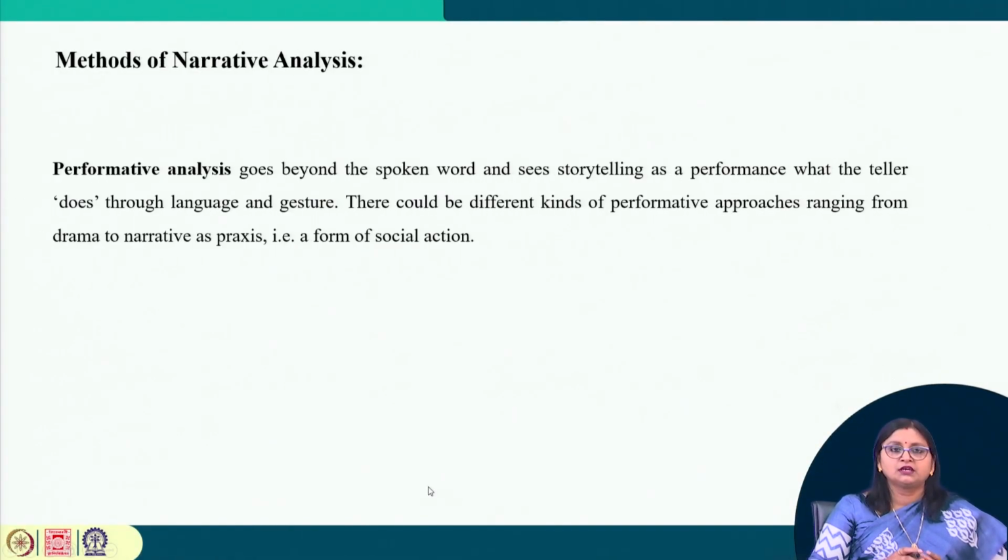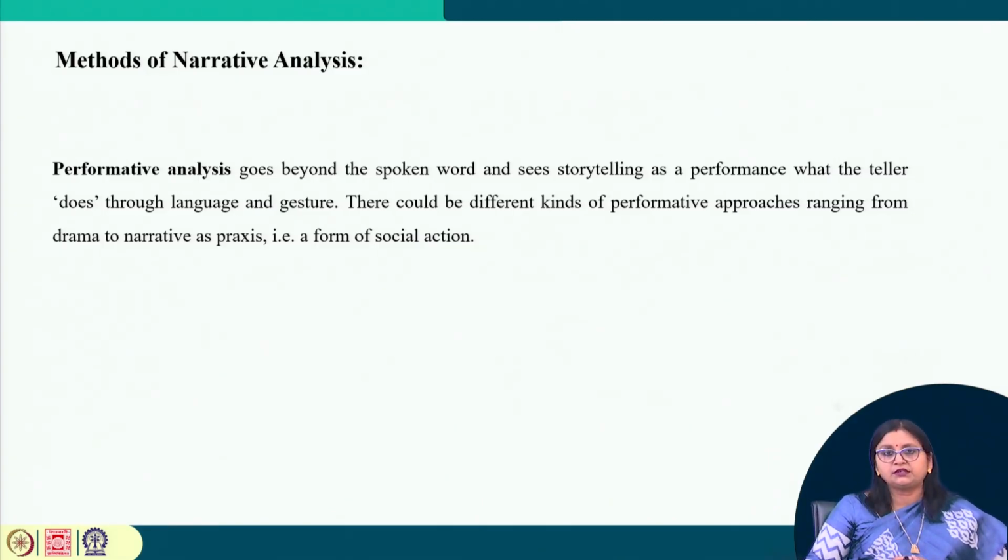The fourth one is performative analysis, which goes beyond the spoken word and sees storytelling as a performance, what the teller does through the language and gesture. So, this performative analysis is focusing on the gesture and the language of the respondent.